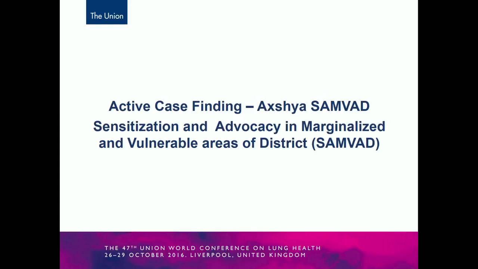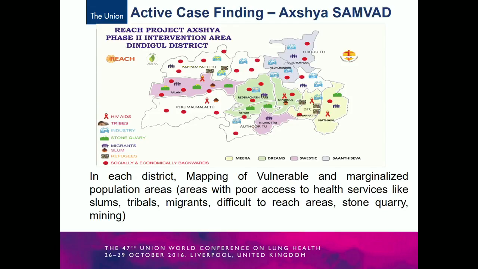The first innovative intervention I'm going to speak about is active case finding, which we call Akshaya Samvad. Samvad is sensitization and advocacy in marginalized and vulnerable areas of the district. This is a map of what we do before we start this intervention. We identify the pockets of marginalized and vulnerable population who are at most risk for TB, where there is poor access to health services, where there are more slum populations, tribals, migrants, and HIV populations. We target and map these populations, and then we start our intervention.